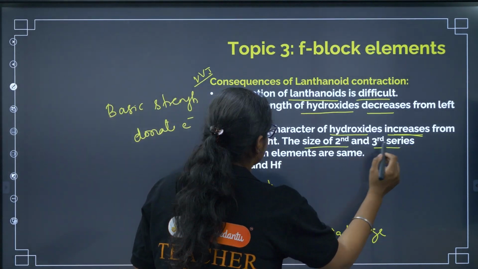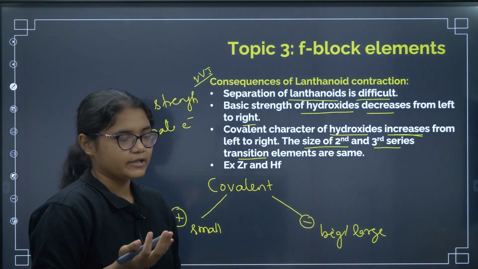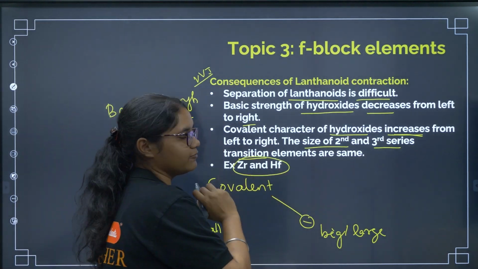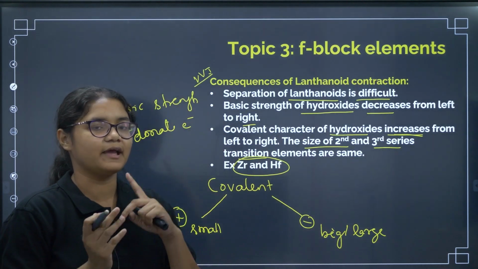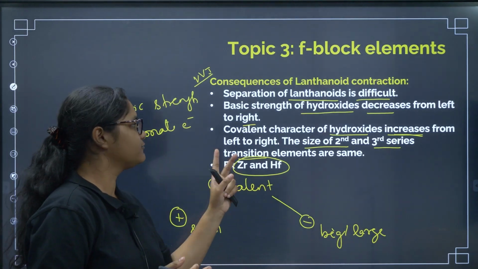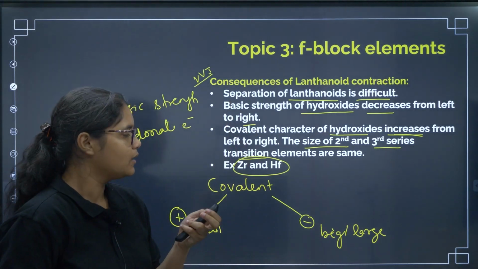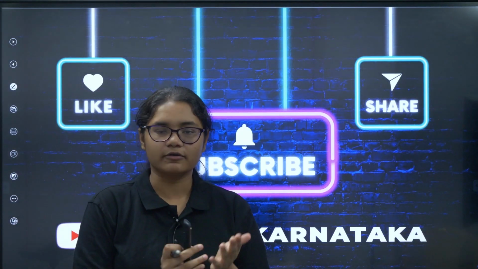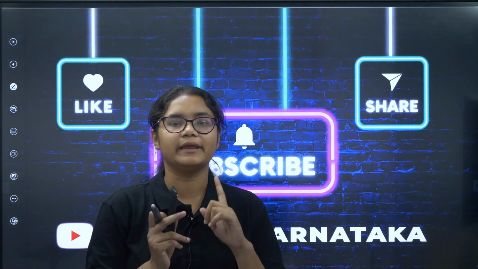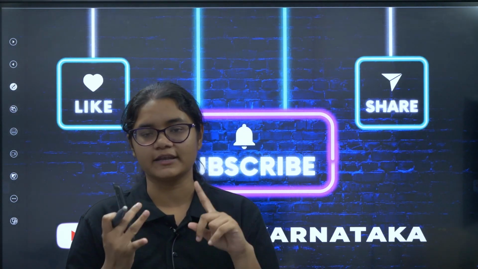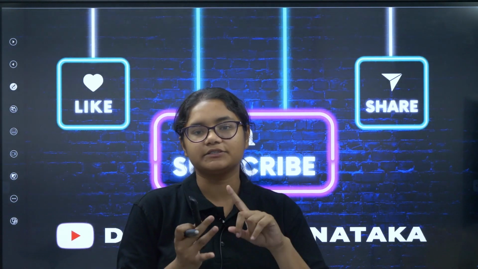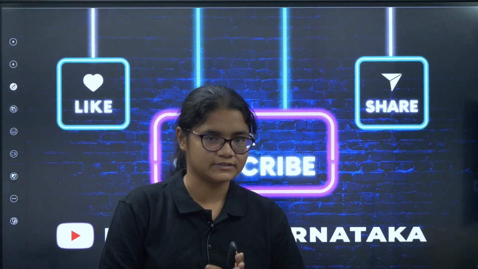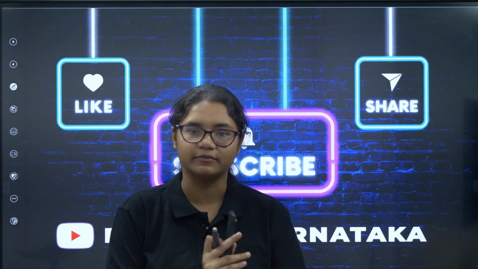Next, very, very important: the sizes of the second and third series elements are almost the same. An example is zirconium and hafnium. These examples you have to remember, they have similar size, and the reason for that is lanthanide contraction. So that's all in this D and F block. Very easy chapter, theoretical. So mainly focus on electronic configuration, the trends, and the preparation of KMnO4 and K2Cr2O7. A lot of questions will be covered from this topic.